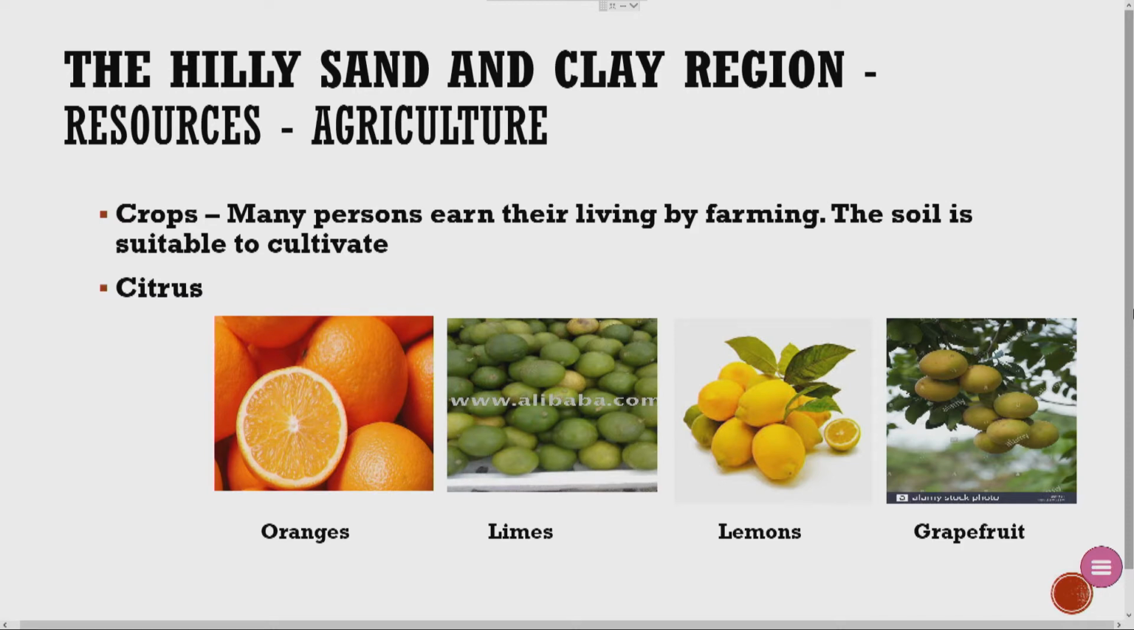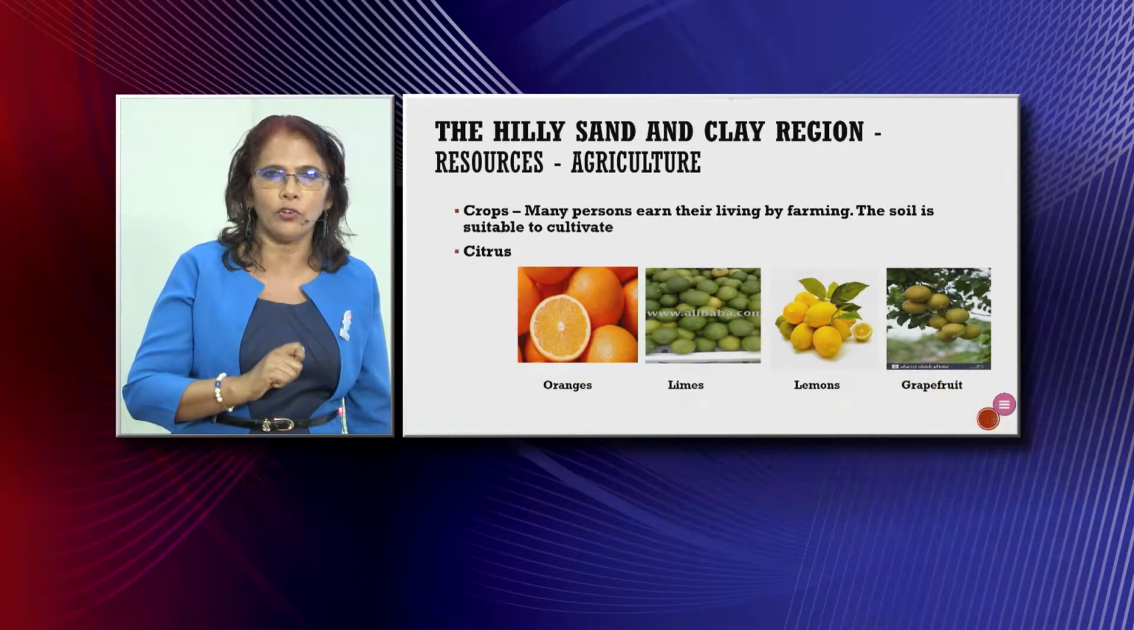The soil is suitable to cultivate. We have citrus. And our citrus are oranges, limes, lemons, and grapefruit. Now the soil for the low coastal plain and the hilly sand and clay region are different. So you will find different crops growing in those regions.